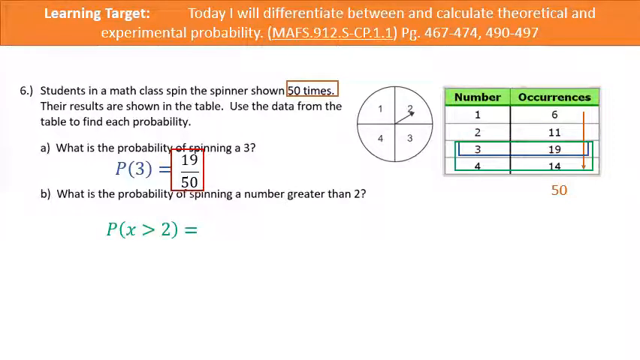So 19 plus 14, that's 33. So 33 over 50, because it still only spun 50 times. That's our probability. Ta-da! Does that make sense? I think there's one more example. If you want to pause it and try it on your own, that would be terrific. Otherwise, I'll just go ahead.